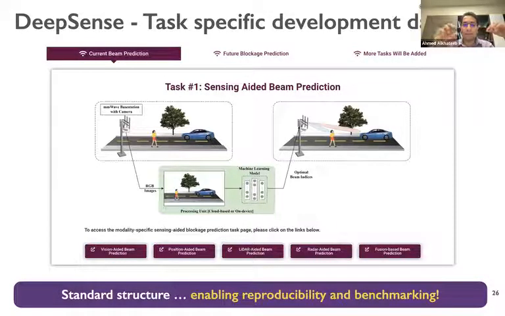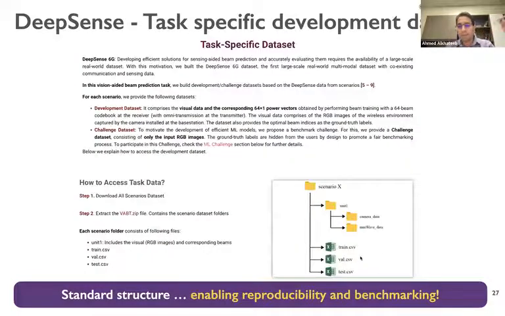And then for every task, we define task-specific datasets. So it has training, validation, and test sets with certain inputs and outputs that are sufficient to study this task, so that basically this makes sure that everyone is developing and comparing based on the same ground.